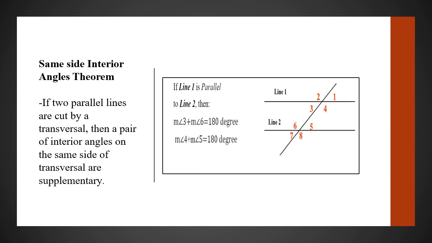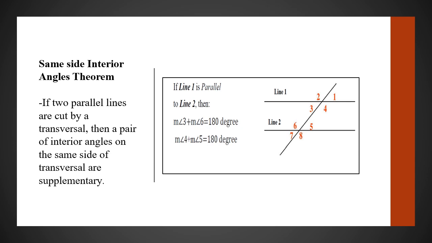Same side interior angles theorem. If two parallel lines are cut by a transversal, then a pair of interior angles on the same side of the transversal are supplementary. If line 1 is parallel to line 2, then the measure of angle 3 plus the measure of angle 6 is equal to 180 degrees, and the measure of angle 4 plus the measure of angle 5 is equal to 180 degrees.